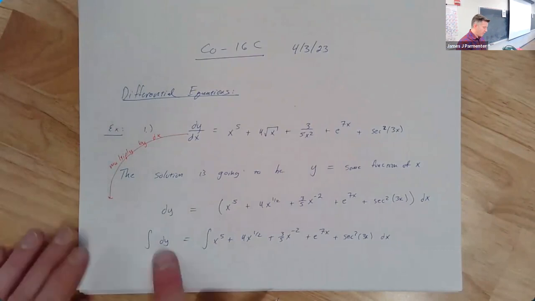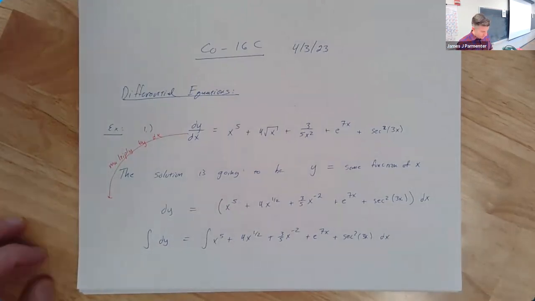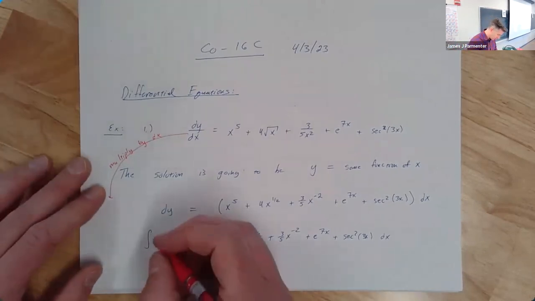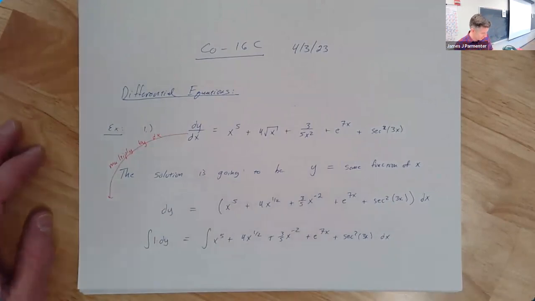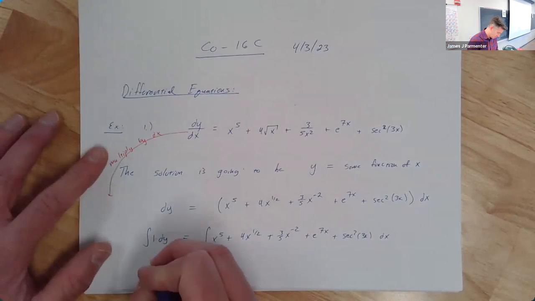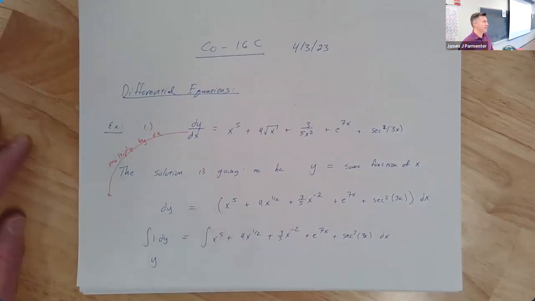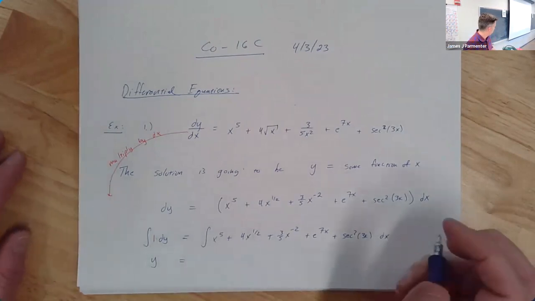So the idea is to get all the y's on one side and all the x's on the other side, so that we can then anti-differentiate both sides and not have any weird variables crossing over to the other side. If you like, you can say this is the integral of 1 times dy to make it a little easier to figure out what you're doing there. But the antiderivative of 1 with respect to y is just y. And then over here, we're just going to use all our usual antiderivative rules.